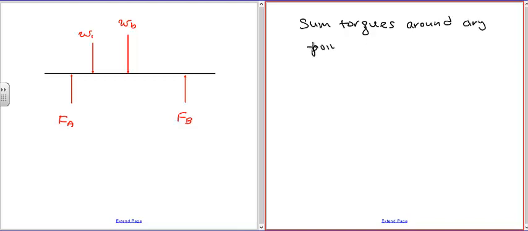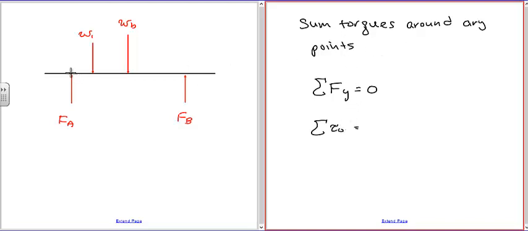So it doesn't matter where we sum the torques around. Let's just write out the Newton's laws that apply to this. Because it's not moving up and down, the sum of the forces equals 0 because there's no acceleration. And we're going to sum the torques. Now the question is, where are we summing the torques around? Well, like I said, it doesn't matter.